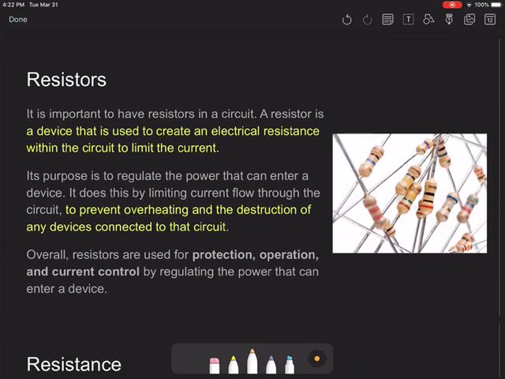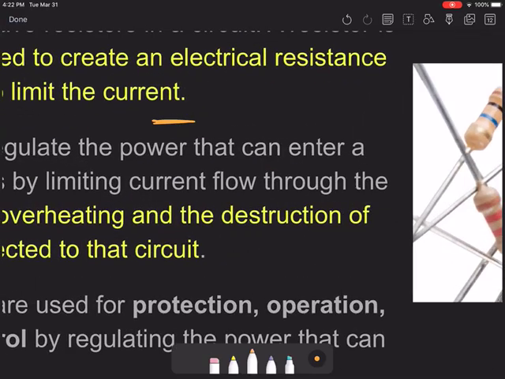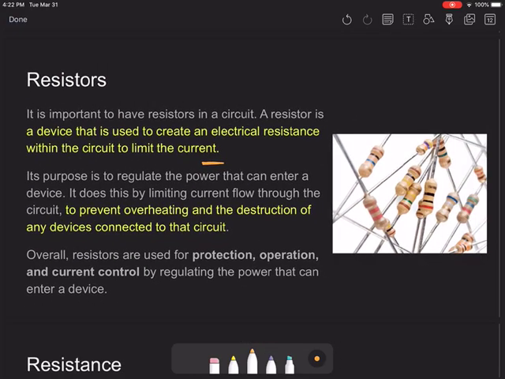All right. We also have things called resistors. A resistor is something that provides resistance. And it's actually a particular device. And this is what a real-life resistor might look like.